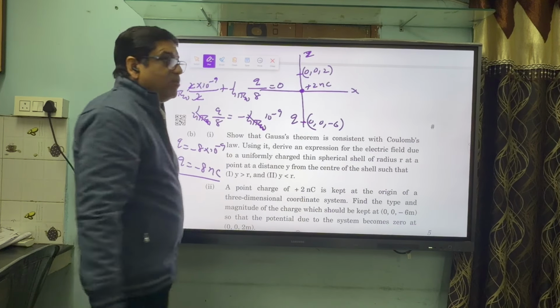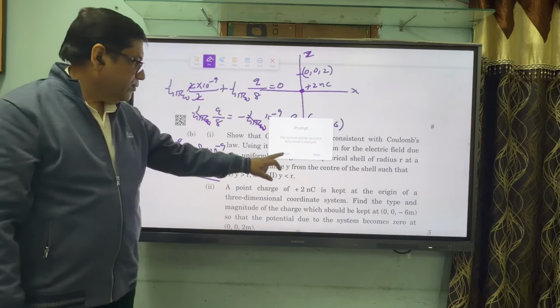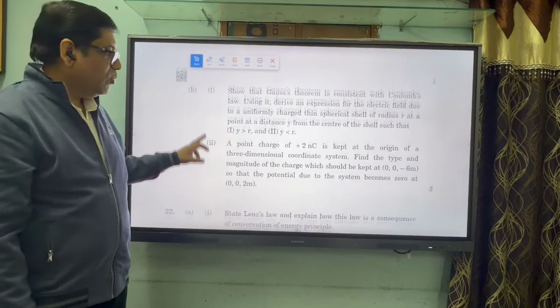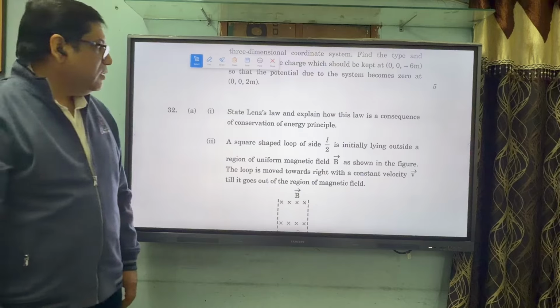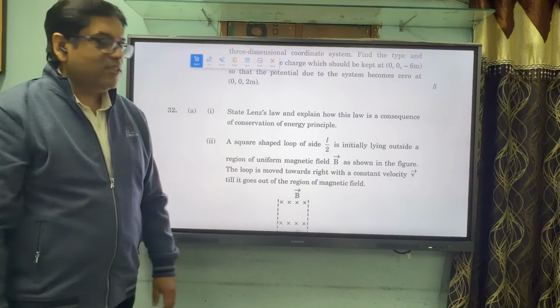Then the potential at this point will become 0. Okay, so this is completed. Question number 31, both parts are also completed. Now question number 32. This is from unit number 4, electromagnetic induction and AC current.